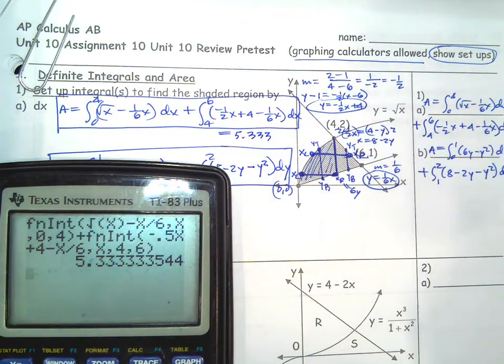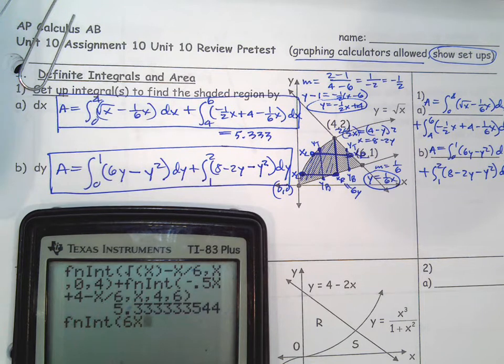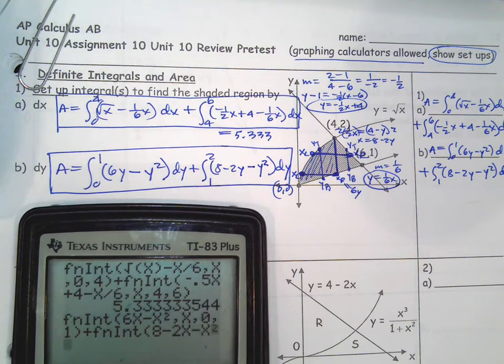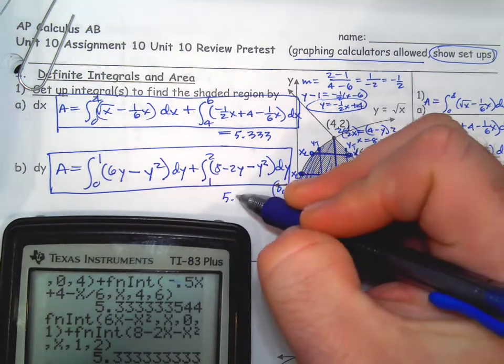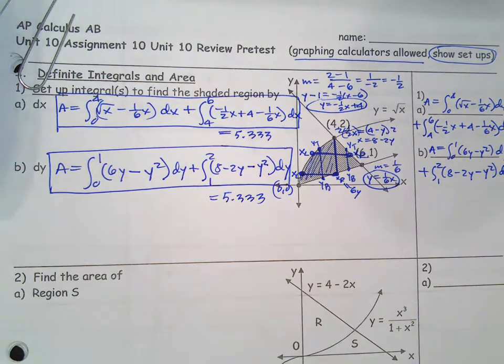5.333. I bet it's 5 1/3 if you did it exactly by hand. So we tried the other one. Math 9, 6x minus x squared, comma x, comma 0, comma 1, plus math 9, 8 minus 2x minus x squared, comma x, comma 1, comma 2. Same answer. Must be right. Right? Okay. Not that you have to do that on that one.